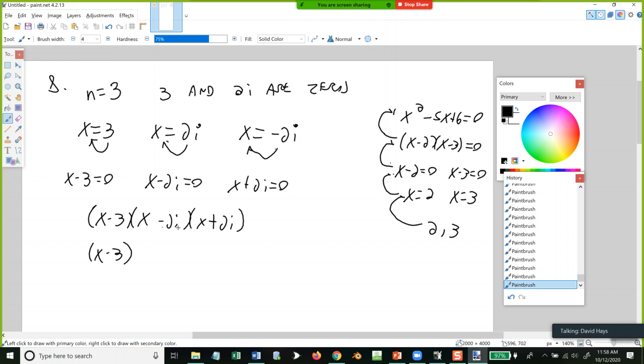These are called conjugates. Conjugates, the first part's the same, x and x. The last part's the same, 2i and 2i. But the sign in the middle is different. When you've got conjugates, all you have to do is multiply your first parts together and your last parts. x times x is x squared. Negative 2i times 2i gives us negative 4i squared.